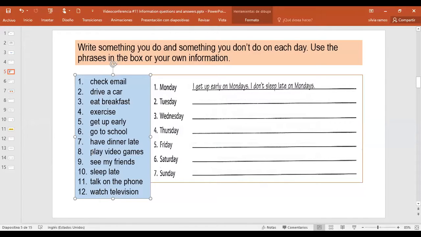Number 11, talk on the phone. And 12, watch television. Very good. So we have television. These two, let's see, I have 15 people. So we're going to start with the first person. I will say your names and you start with number 1, 2, 3 and continue.